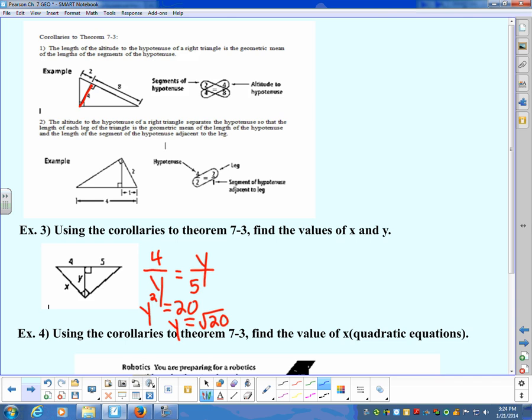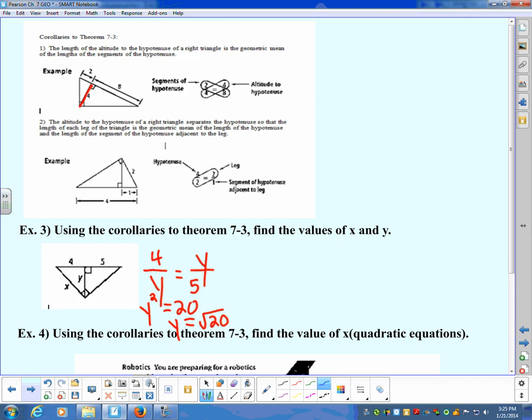The second one says the altitude to the hypotenuse of a right triangle separates the hypotenuse so that the length of each leg of the triangle is the geometric mean of the length of the hypotenuse and the length of the segment of the hypotenuse adjacent to the leg. That's a mouthful. You have to look at the picture here.